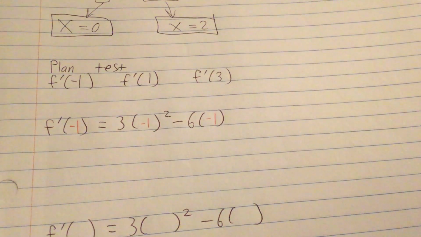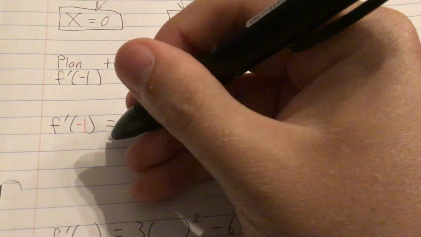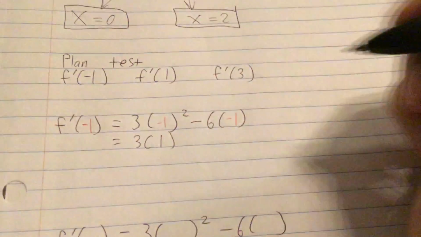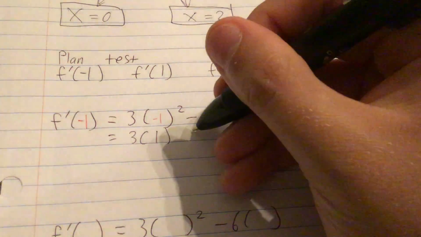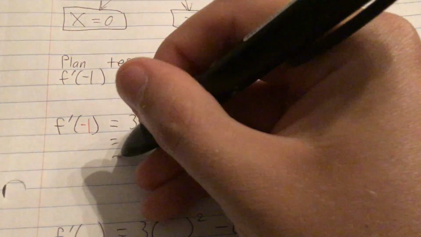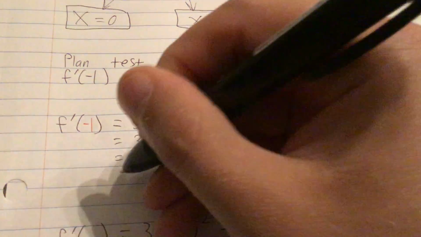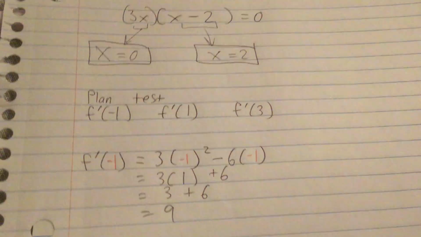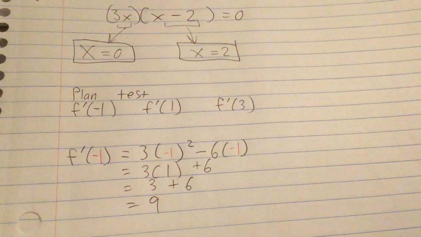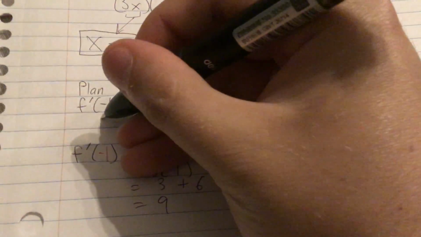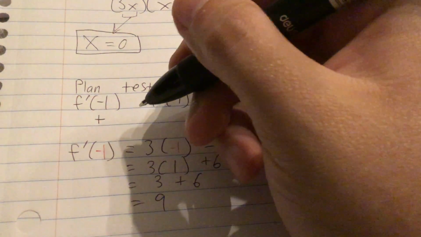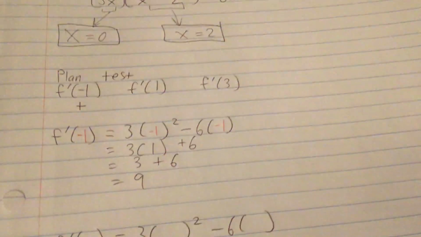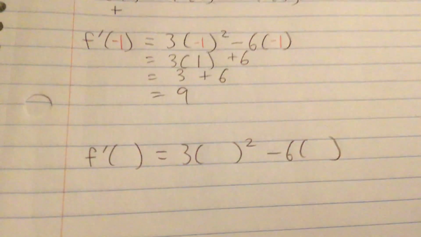So that'd be 3 times -1 quantity squared. That'd be 3 times 1. And then -6 times -1 would be +6. 3 plus 6 is +9. So that tells me that the slope at x equals -1 would be positive. Okay? And then x equals 1.